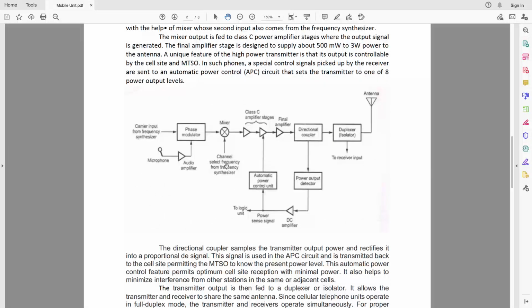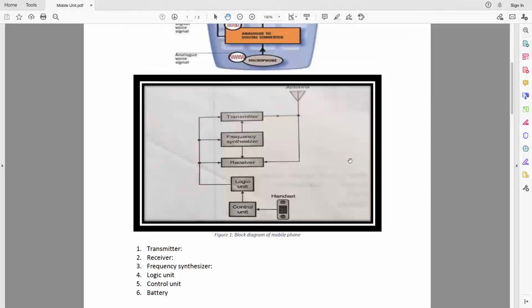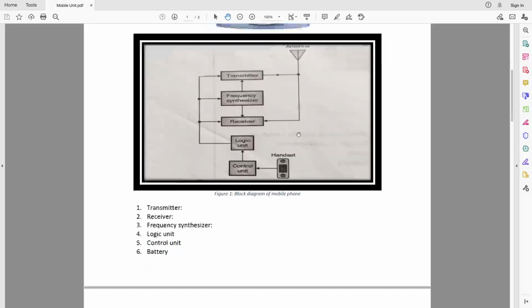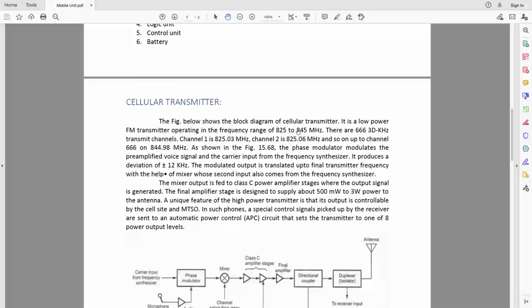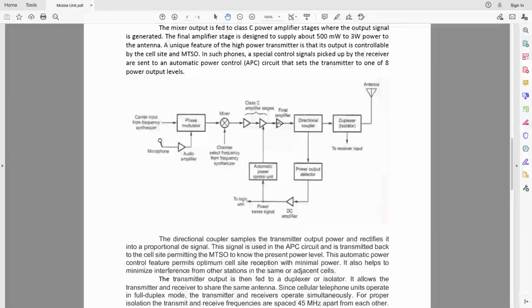So in front of you there is a diagram which shows a mobile phone transmitter. Already we have seen the function of the transmitter. The transmitter is responsible for the transmission of voice signal or text signal through an antenna into the electromagnetic spectrum in the form of an electromagnetic signal. So in front of you, you have this diagram.